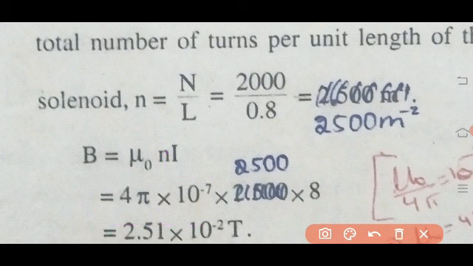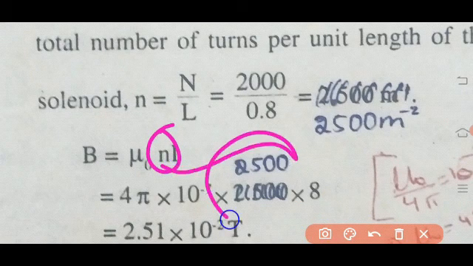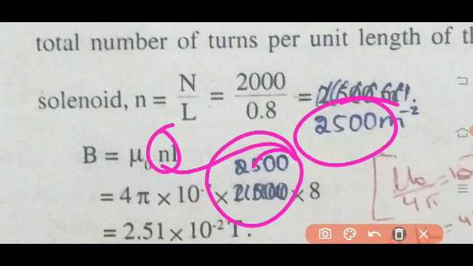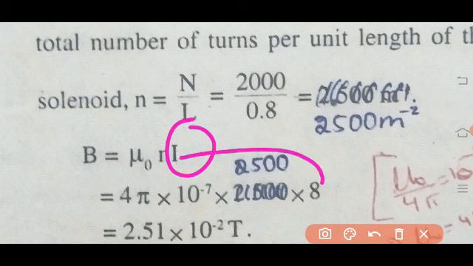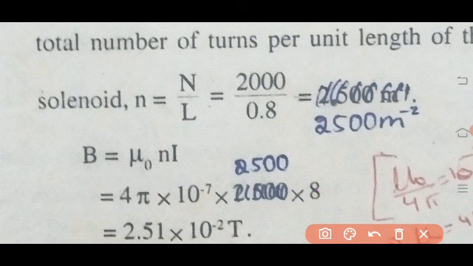Okay, what is the number of turns per unit length? You got 2500. Into what is the current? Current is given as 8 amps. So when you substitute, you will get the answer. That is 2.51 into 10 to the power of minus 2 Tesla. So this is the magnetic field due to this solenoid.